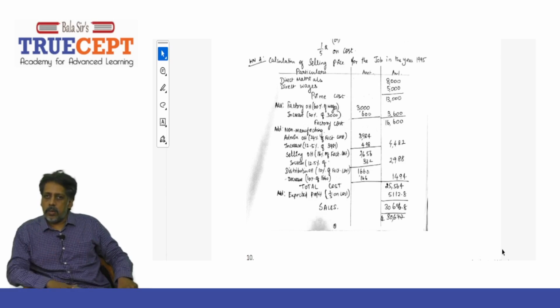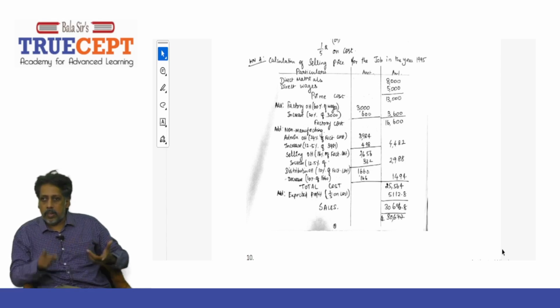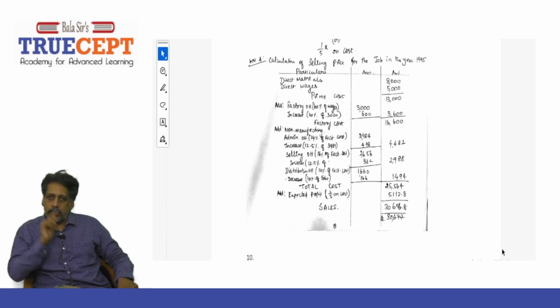Add both. What do you get? Sales: 30,676.8. That means you have to inform the customer that he has to pay how much for the job? Rupees 30,677. Very good. Now do one small calculation for me.